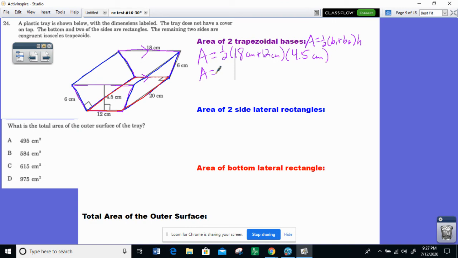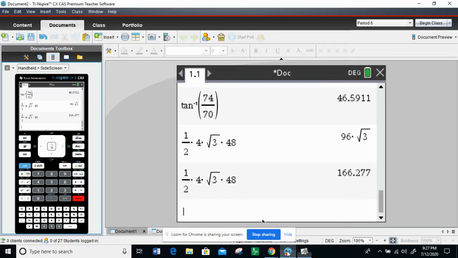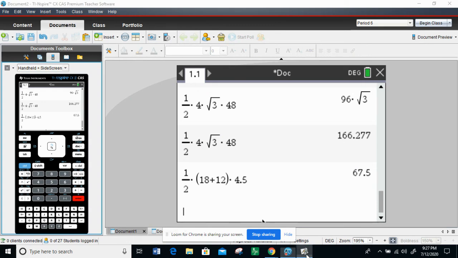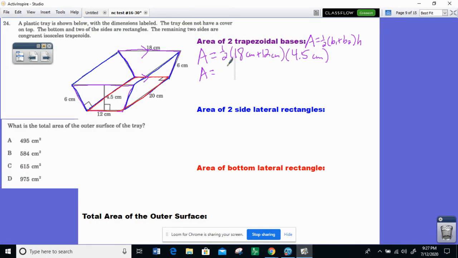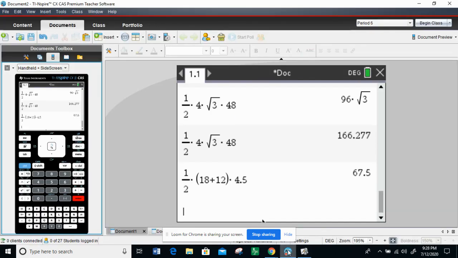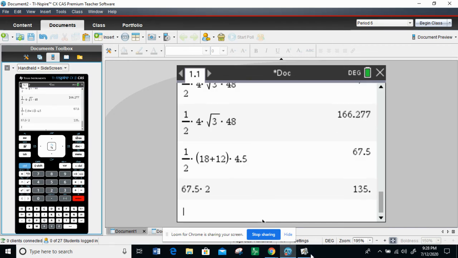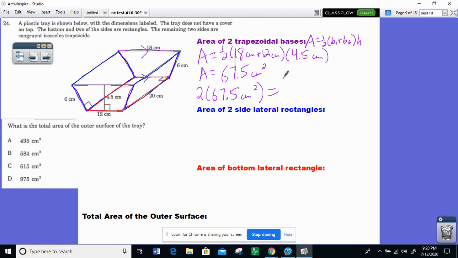So let's see what that area comes out to be. 1/2 times 18 plus 12 times 4.5 is 67.5 square centimeters. But we will multiply that times 2 because there are 2 of those, and that's going to be 135. That's the total area for the two trapezoidal bases, 135 square centimeters.